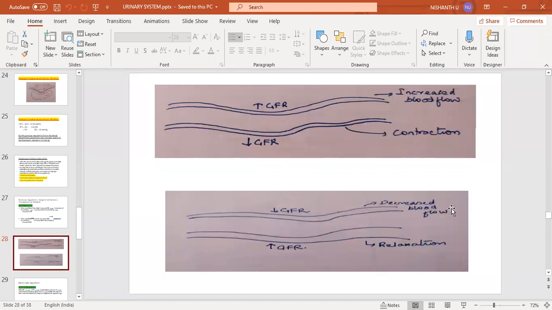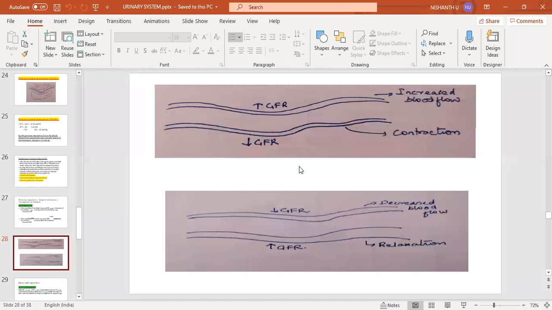The second example is if very decreased blood flow is there in the capillary, the arteriole, then the glomerular filtration rate will be very low because the amount of blood entering is very low. Then the muscle will relax, and thereby more blood will enter into the afferent arteriole, and the glomerular filtration rate will increase. So this is the basic mechanism by which the muscle will alter it. This is immediate. In a few seconds, this will happen.